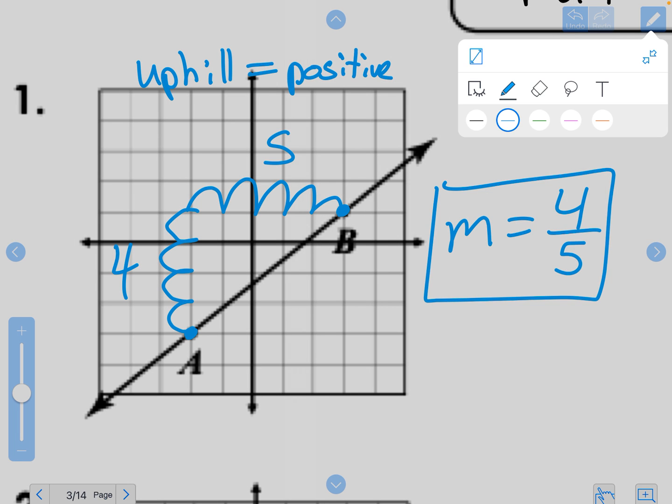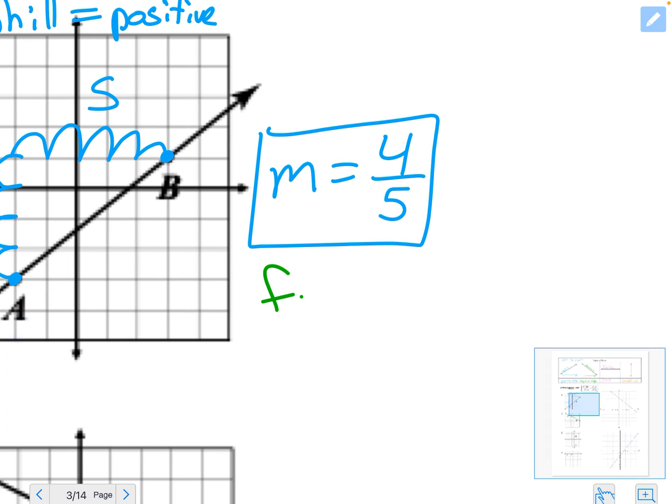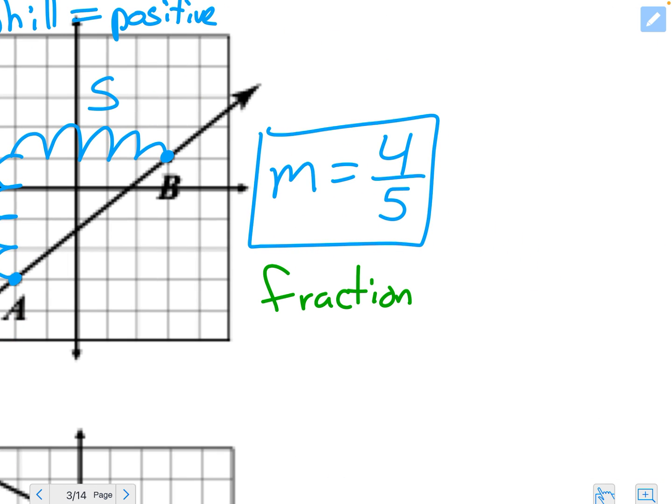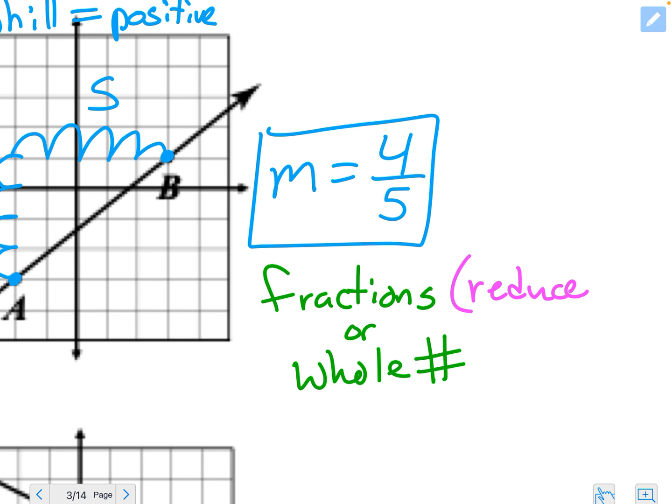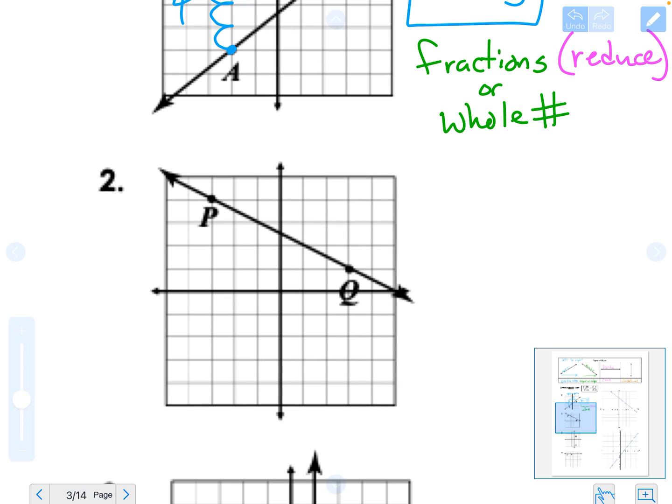When we write our slope, it's always going to be in fractions or whole numbers. We will never use decimals to represent slope. It's always going to be a fraction, and we always need to reduce our fraction if at all possible. And there are ways that our calculators can help us with that if we're not very good at it ourselves.